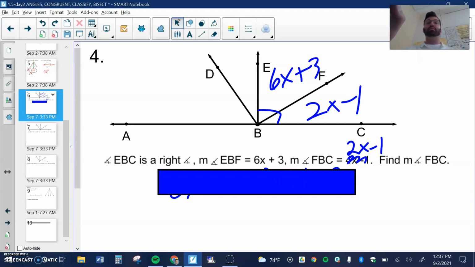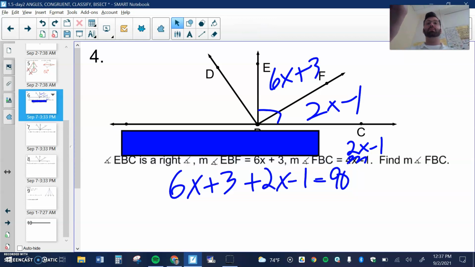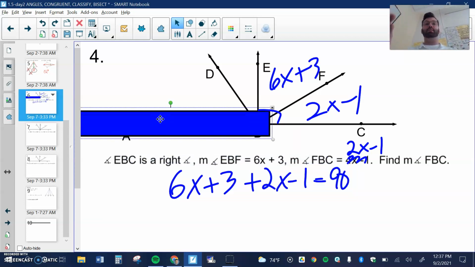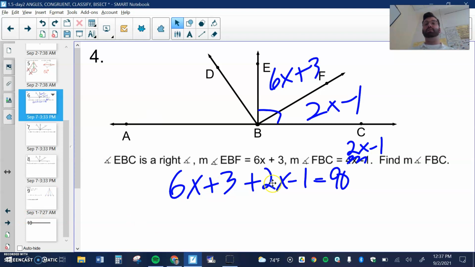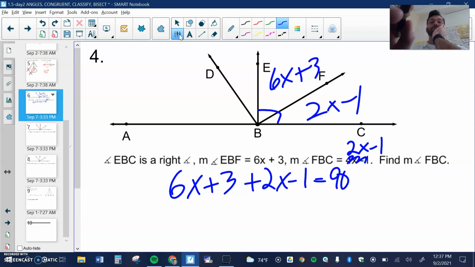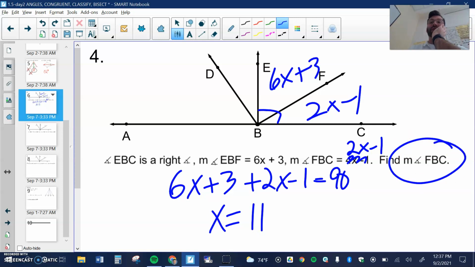All right, so if I add them together, I'll get 90 degrees. I must add these two together. 6x plus 3 plus 2x minus 1 equals 90, and you should get x equals 11. Then we got to find the measure here, plug that back in, 21 degrees.